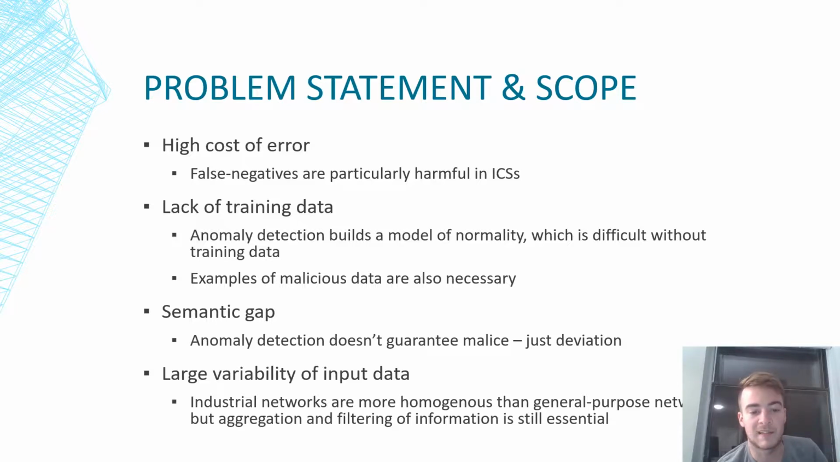We have to keep in mind the semantic gap, which basically just means that anomaly detection does just that. It detects anomalies. It doesn't guarantee malice. So if something is flagged as anomalous, it's still necessary to have intervention or manual interpretation of that particular anomaly. And there's a large variability of input data, which, as I said before, is one of the particular problems with anomaly detection in ICSs and what ZOE is attempting to solve. Industrial networks are more homogeneous than general purpose networks, but aggregation and filtering of information is still essential.